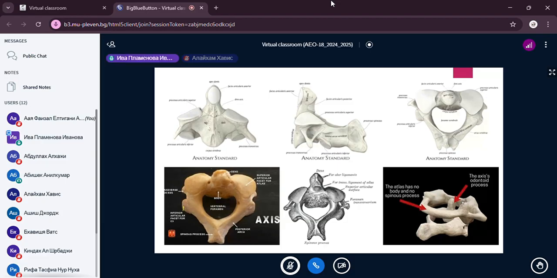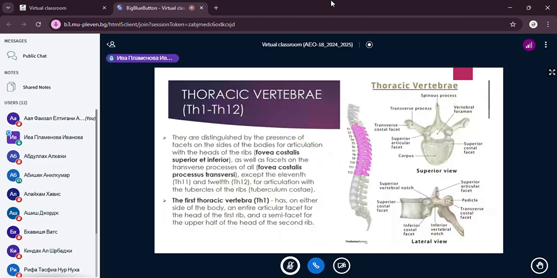So let's continue with the thoracic vertebrae. There are 12, from TH1 to TH12. Here we have, again, body, spinous process, transverse processes without transverse foramen. You can see only transverse process without the foramen.